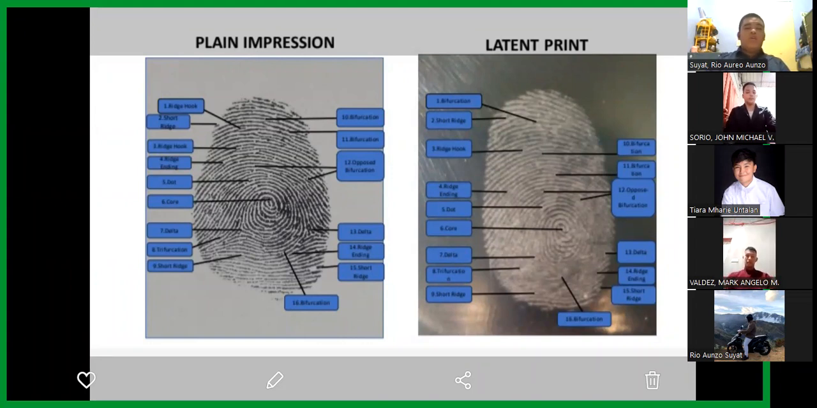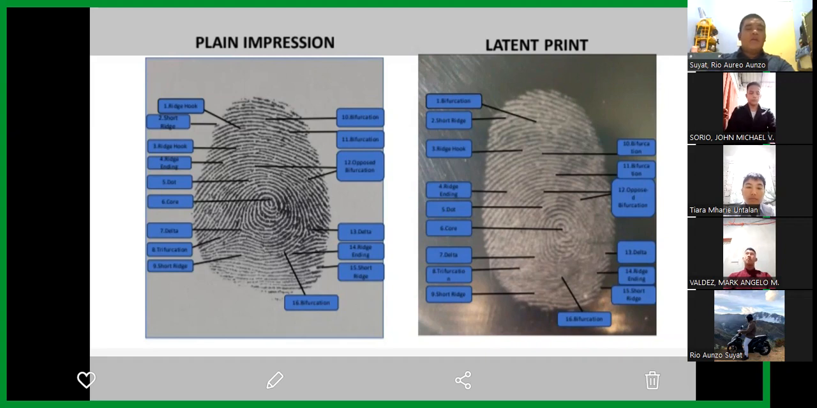Number 8. What is poroscopy? Poroscopy is the study of human pores of sweat glands. Number 9. Is poroscopy a science of identification like fingerprints? Yes. Poroscopy is a method of personal identification in which the characteristics of sweat pores on the friction ridge impressions of palmar and plantar surfaces are examined.